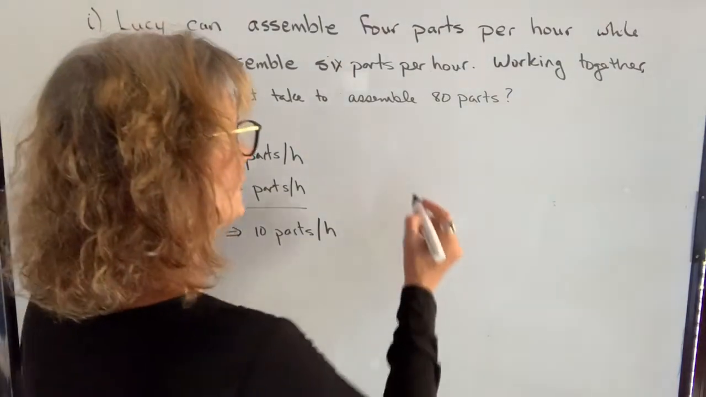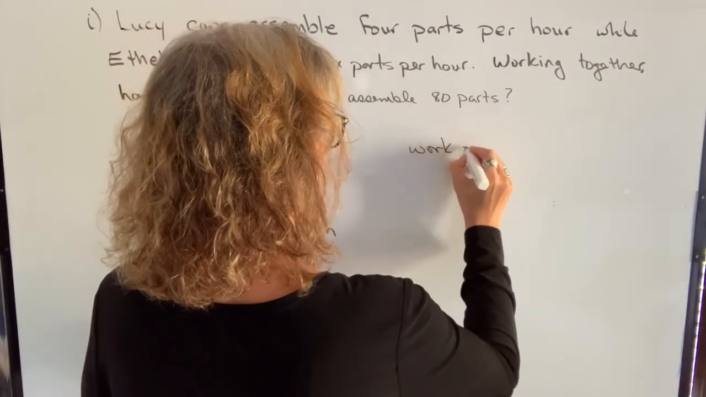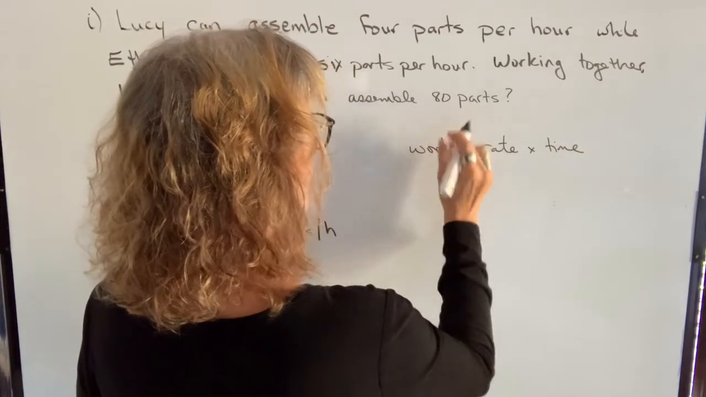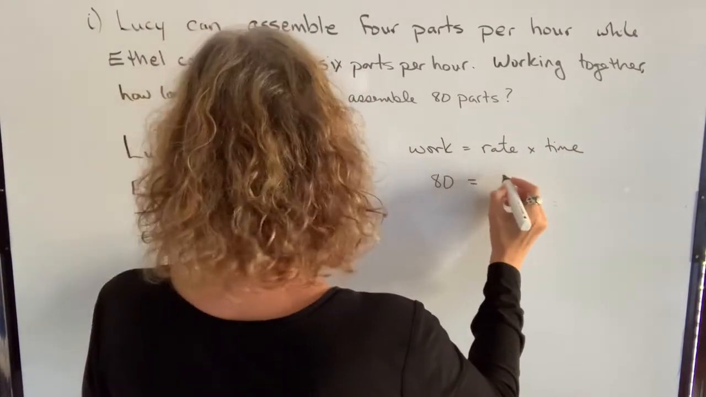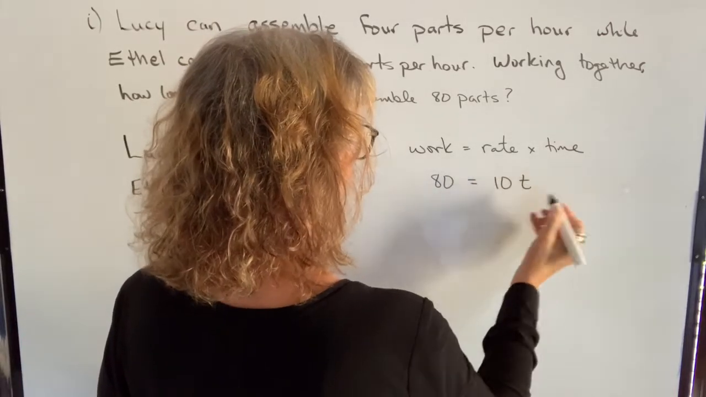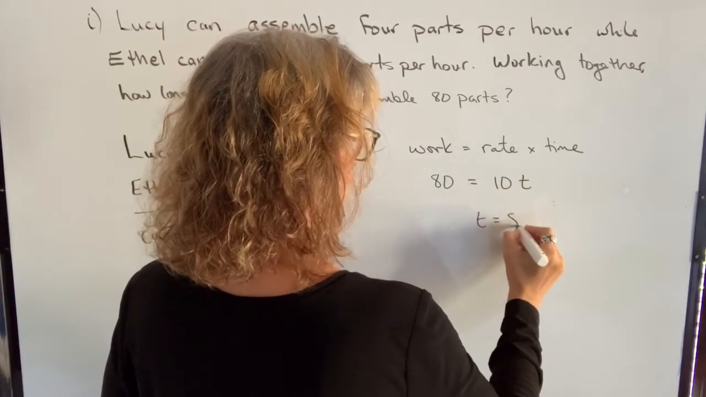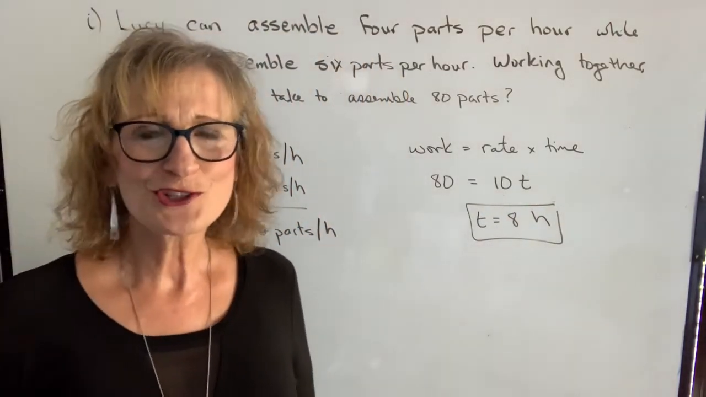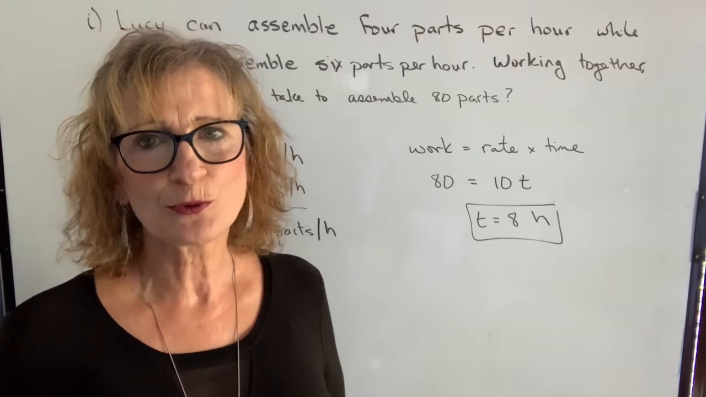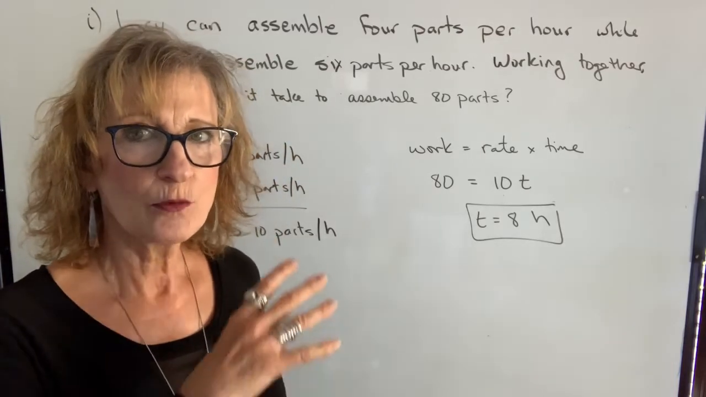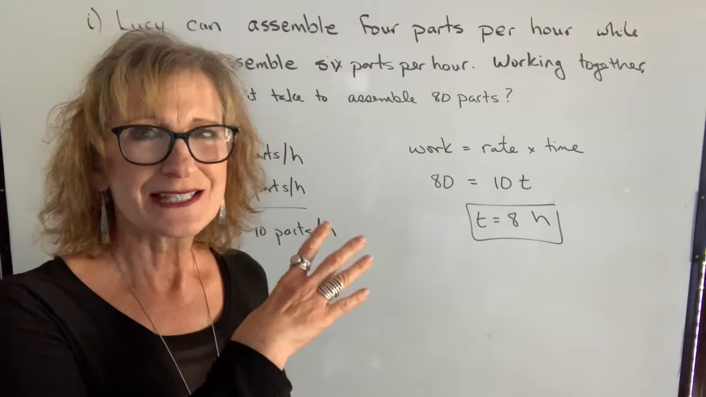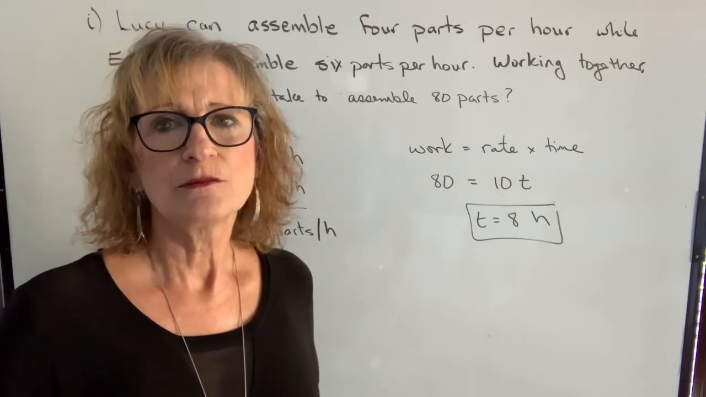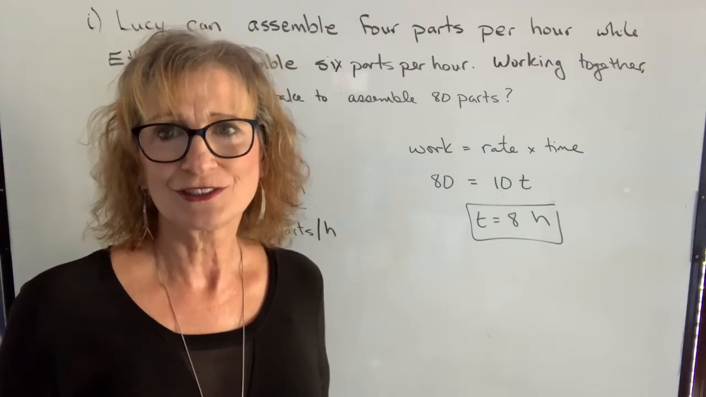Then we could set it up, work is equal to rate times time. The work we want done is 80 parts. The combined rate is 10. We want to know T, and our answer will be 8 hours. So a fairly straightforward work problem. Unfortunately, not all work problems are going to be that straightforward. So I'm going to introduce a technique with this example because it's an easier example. I think you'll see the technique easier, and then we will use that technique on more difficult examples.